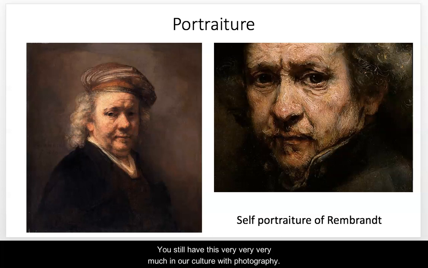We still have this very, very much in our culture with photography, remembering times that have gone past, which will obviously continue on as long as the photographs are saved, as long as we actually take care of them and print them or keep the files, that they would stay after people have passed away as well.